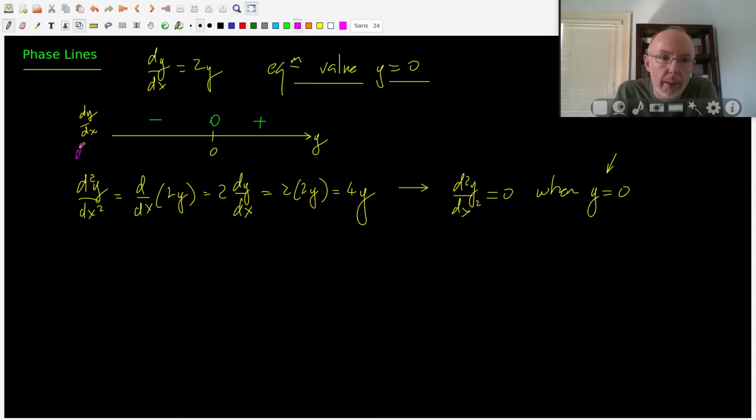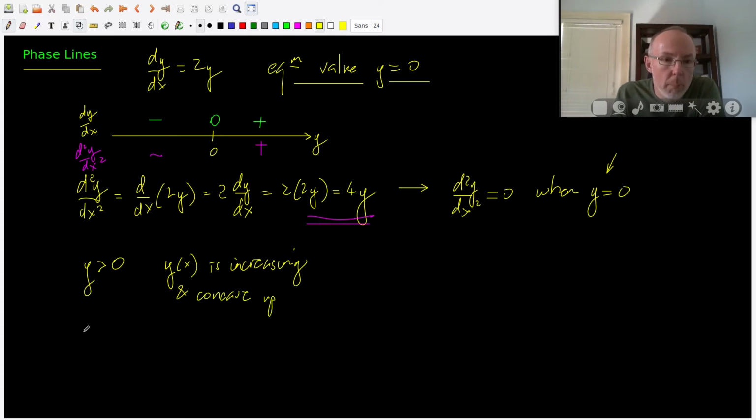So I'm going to draw that on this same phase portrait. The second derivative changes sign when y is 0, and when y is positive, the second derivative is positive, and when y is negative, the second derivative is negative. So we can say when y is bigger than 0, y as a function of x is increasing because the first derivative is positive, and it's concave up. But when y is less than 0, y is decreasing because the first derivative is negative, and it's concave down because the second derivative is negative.